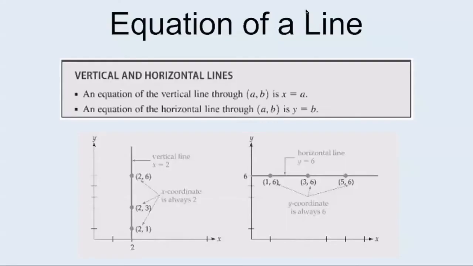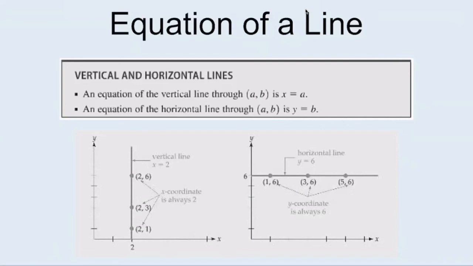So as stated, you saw the last 2 examples. One was a vertical line and one was a horizontal line. A vertical line that goes through whatever 2 points has the equation x equals whatever the x coordinate is. So if a vertical line goes through the points 2, 1, 2, 3, 2, 6, you'll notice the x coordinate is always 2. So the equation of the vertical line is x equals 2. And again, the slope is undefined. It does not exist.